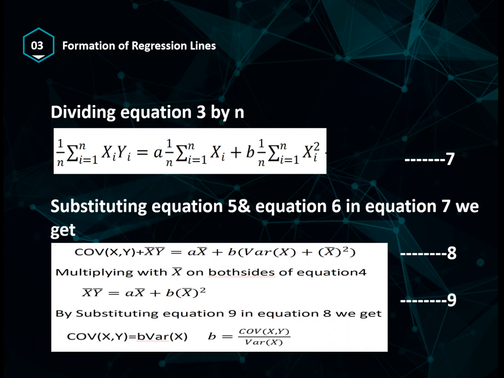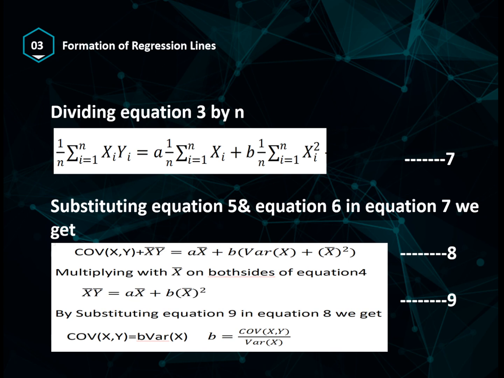Now, let us divide equation 3 by n. After dividing equation 3 by n, we get 1 by n summation xi yi is equal to a into summation xi by n plus b into summation xi square by n. Let us now substitute equation 5 and equation 6 in equation 7.